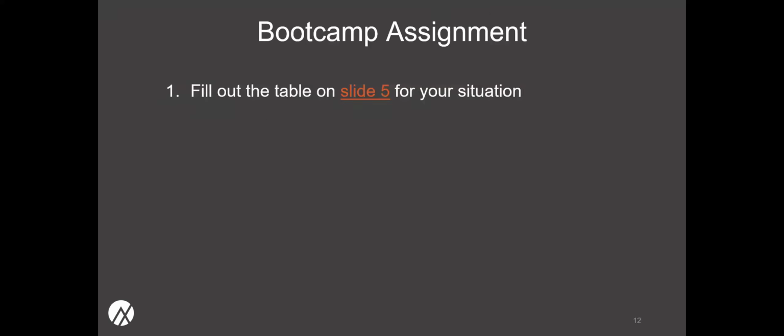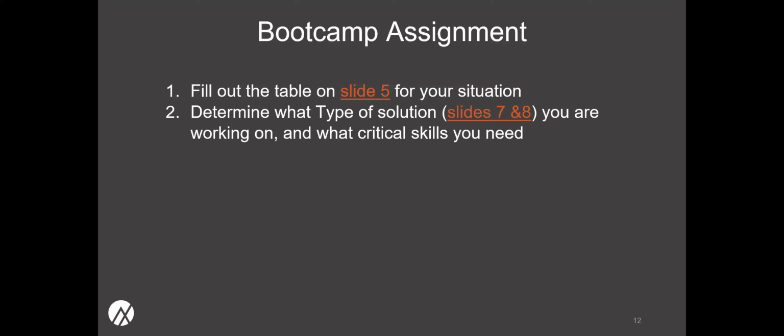So for the bootcamp, you'll have a table to fill out on slide 5 for your situation. You could determine what type of solution you have on slides 7 and 8. And what we want to get out of that too is, once you find out where you are, what are the critical skills you need to be successful in? What do you have? What don't you have? If there is a critical skill you need and you don't have, they call that a gap. And part of our work together is going to be identifying those gaps and figuring out how to fill them.